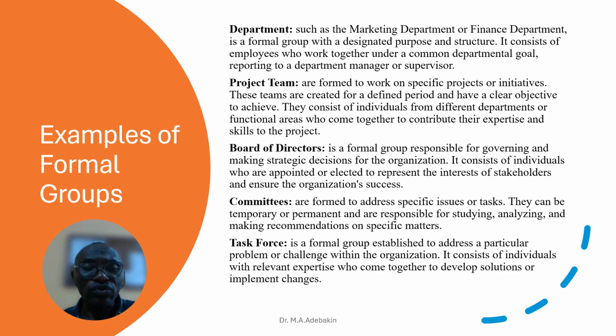Some of the examples of formal groups include departments. For instance, you have marketing department, you have finance department. Each of these departments is a formal group with a designated purpose and structure. You also have project team. Usually they are formed on specific projects or initiatives, usually created for a defined period, and they have a clear objective also to achieve. You have board of directors.